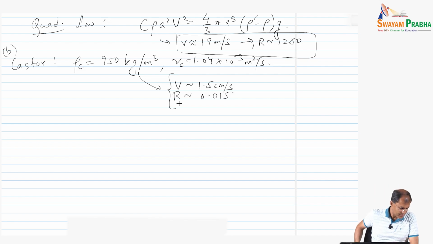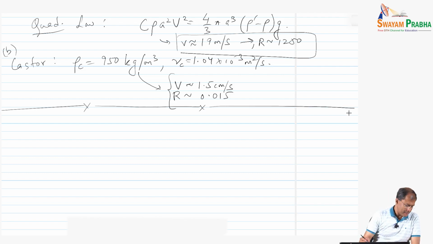Okay. So what have we got here? So that completes our description of the fluid mechanics of the particle in a resisting medium. Now let us look at some other examples of a particle moving in a resisting medium.